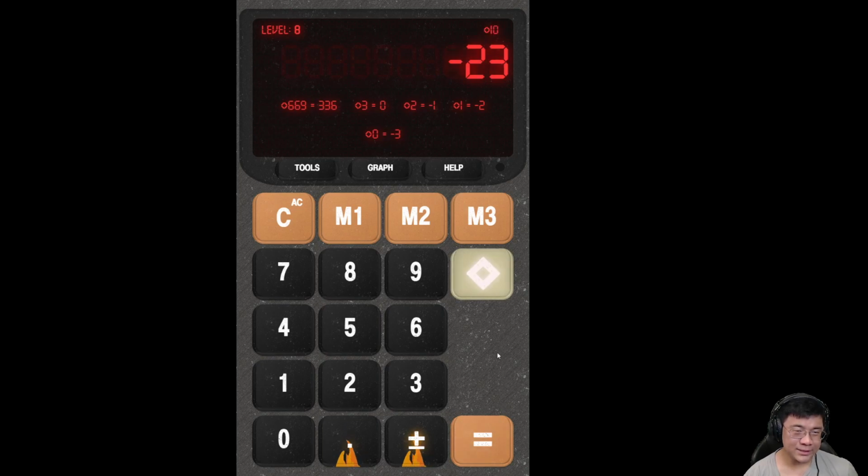Negative 23. So why did it go all the way like that? Yeah. It clearly flips the sign, but there's more to it than that. Or no, it doesn't flip the sign, because it didn't flip the sign for 669. Yeah. Weird. This is already hilarious.